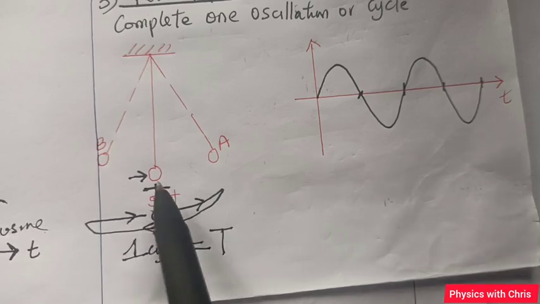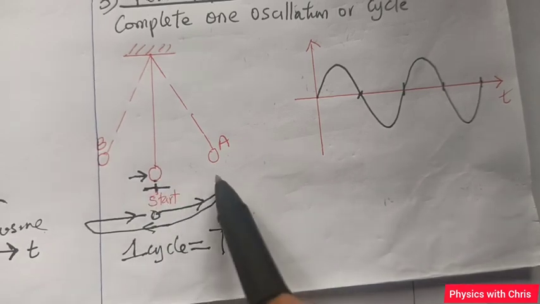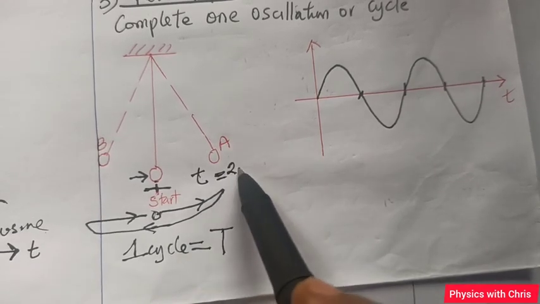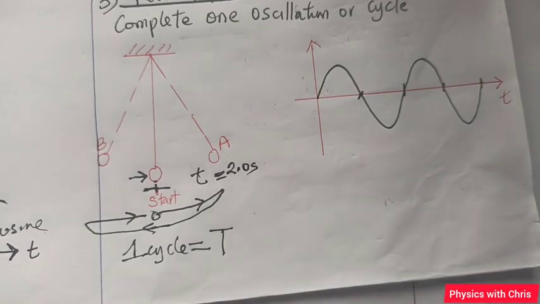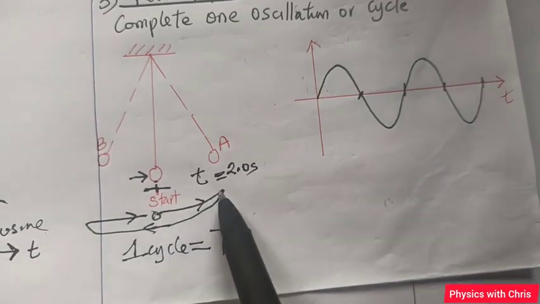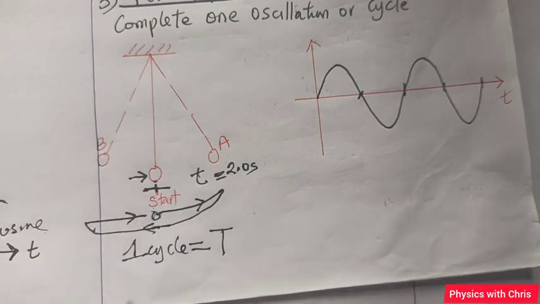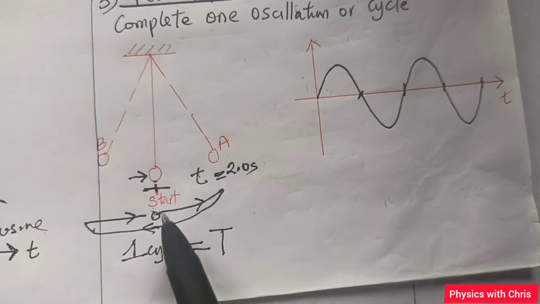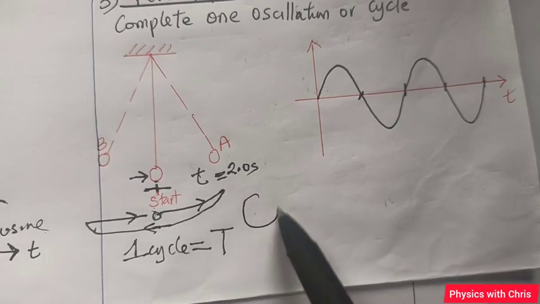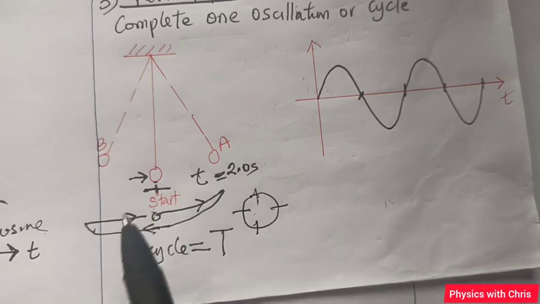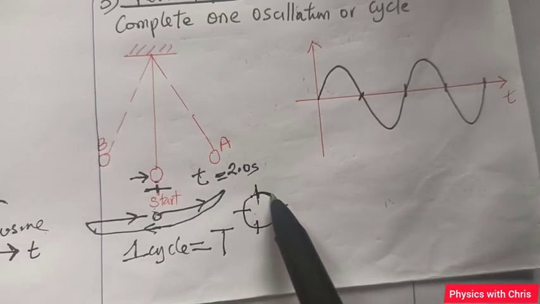So if the time taken to go, for instance, from point O to point A is 2 seconds, the time taken for this bob to rise from O to point A is 2 seconds, they may ask you to calculate the period of oscillation. From here to here is one part of the journey, from here to here is another, from here to here is another, and finally from point B to point O is another. It's like dividing the entire circle into 4 equal parts. So the journey from point O to point A is just a quarter of a circle.